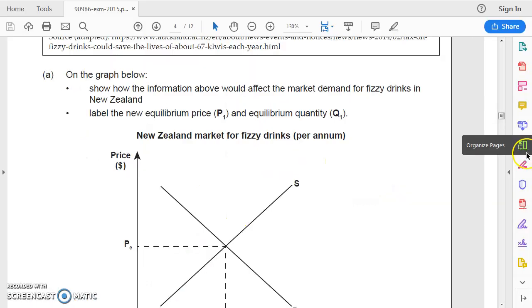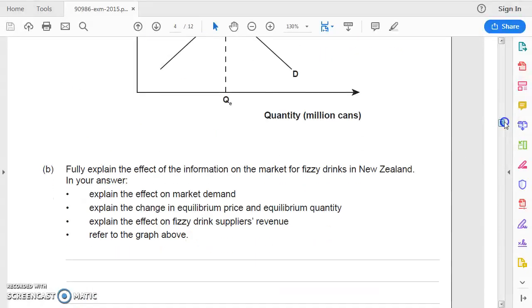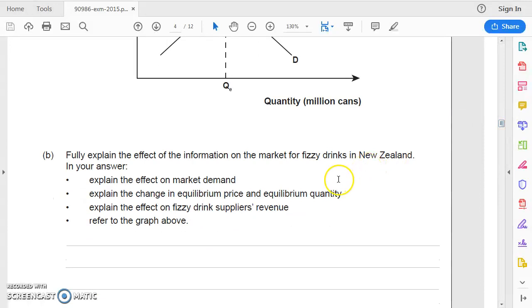So my tips for this question: in the explanation that they're requiring, fully explain the effect on market demand. You do actually need to say why it decreases. So I would be talking about a change in tastes and preferences in the market, that the consumers are likely to be put off drinking fizzy drinks by this information, and will prefer to drink other types of drinks instead of fizzy drinks, healthier drinks.